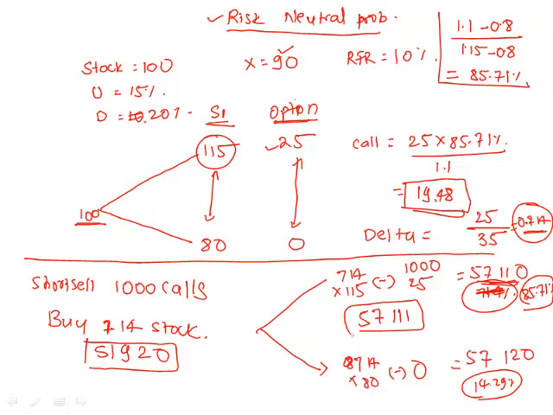If I have 51920, instead of doing this, if I would have simply invested into an FD, I would have earned 10% in a government bond. So 51920 into 1.1. The same amount. So that's why it's called a risk neutral probability. Probability calculated in reverse fashion in such a way that on your portfolio you would always earn the RFR.